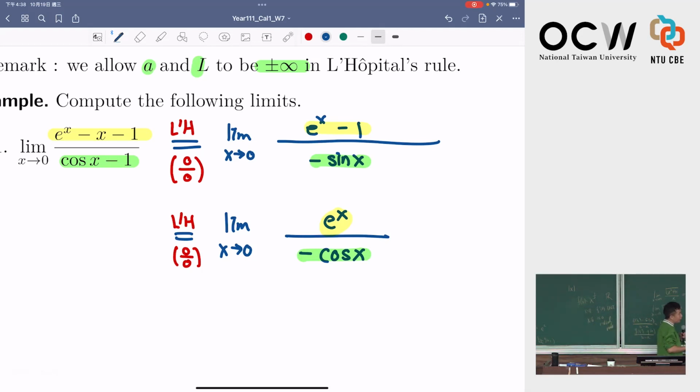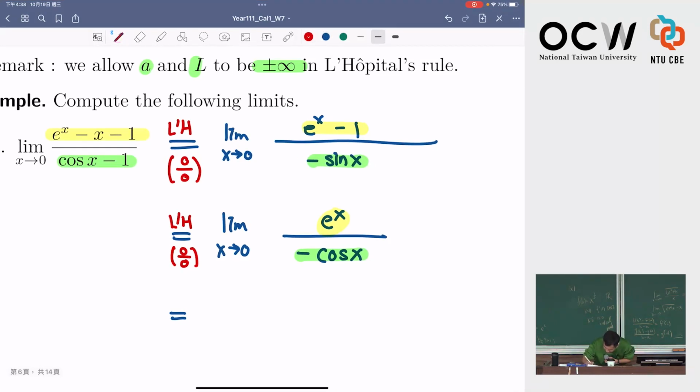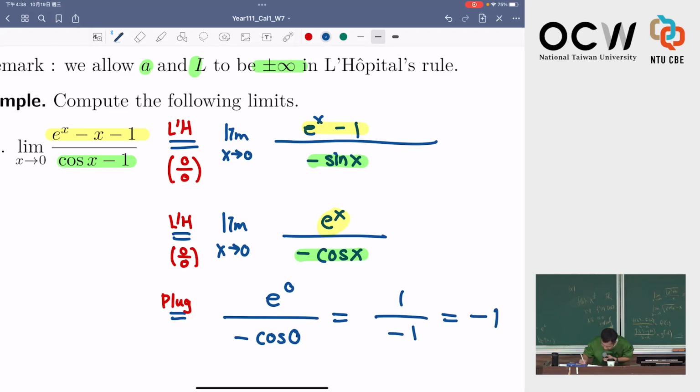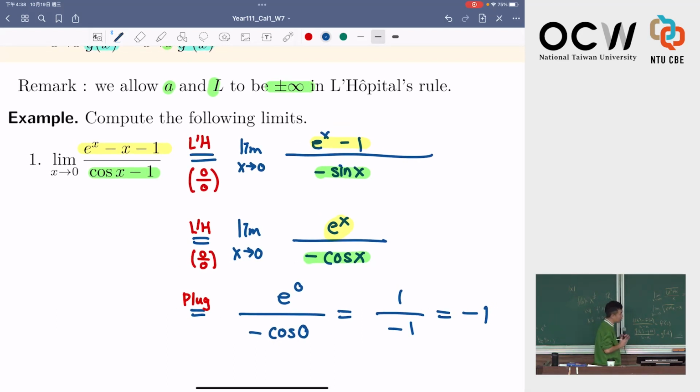But now you can tell yourself to stop. Why? Because this is not an indeterminate form anymore. You can compute the limit directly by plugging in, to obtain e to the 0 over minus cosine of 0. So 1 over minus 1. So the answer is minus 1. Don't just keep differentiating. You need to make sure that the fraction is indeed of the form 0 over 0 or infinity over infinity.